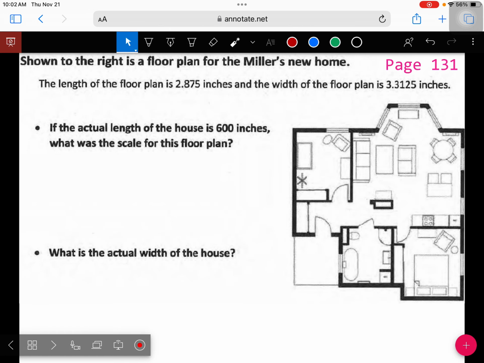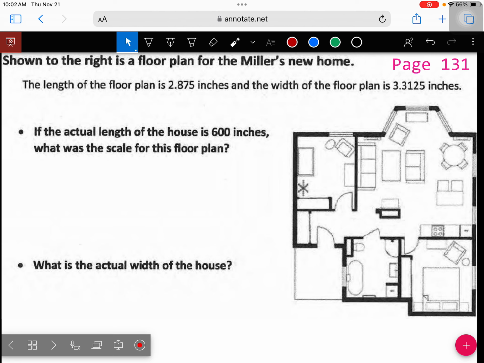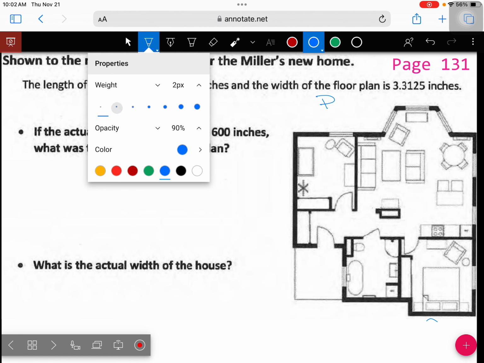Floor plan. This is the Miller's new home. Okay, the length of the floor plan. So this is what is on paper. Okay, this is what is on paper. Ooh, that's way too narrow. Let's go here.